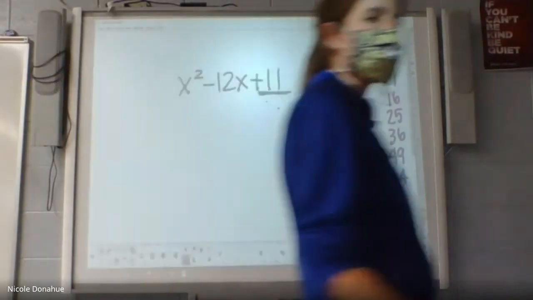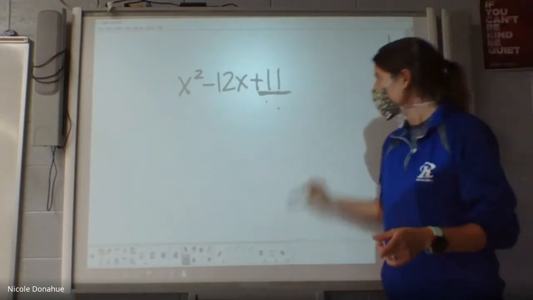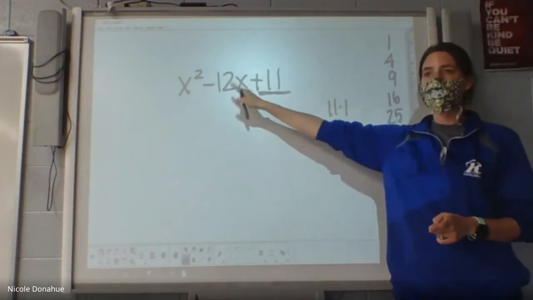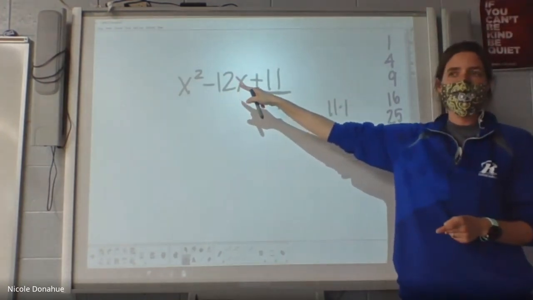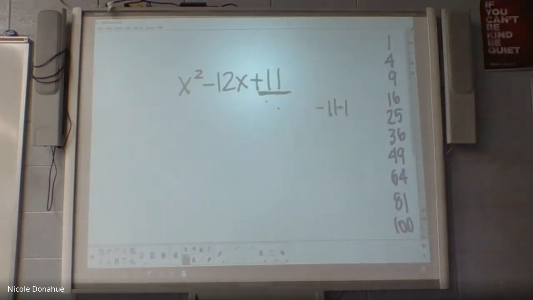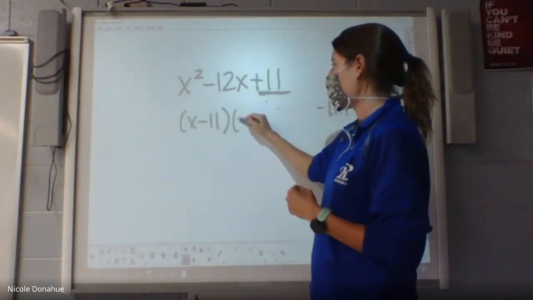So what multiplies to give me 11, you guys? 11 and 1. But then 11 times 1 will give me a positive 11. But how do I get a negative 12 from that? They can both be negative. If there's two negatives, when you multiply them, they become a positive. When you add them, they're a negative. So x minus 11, x minus 1.